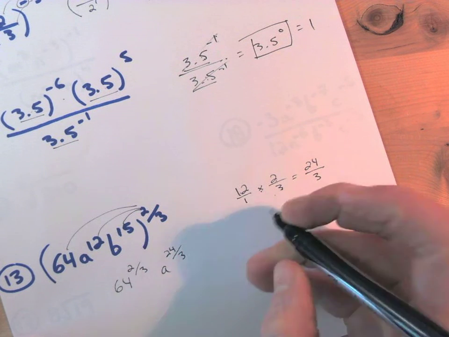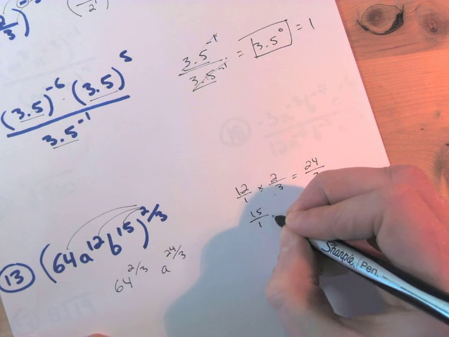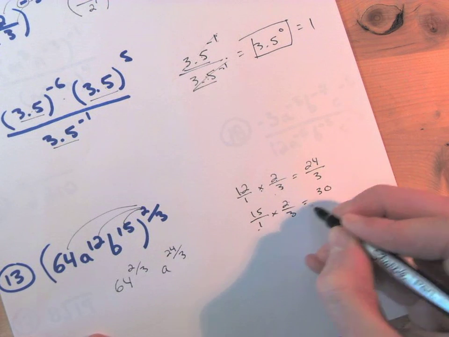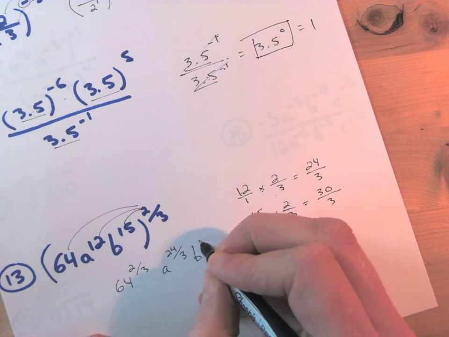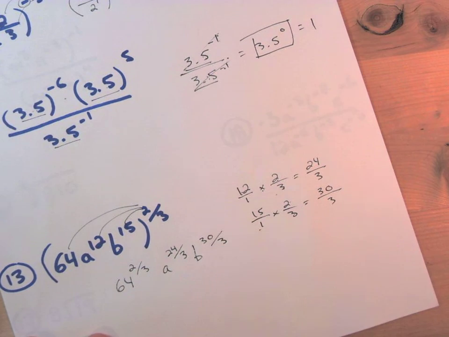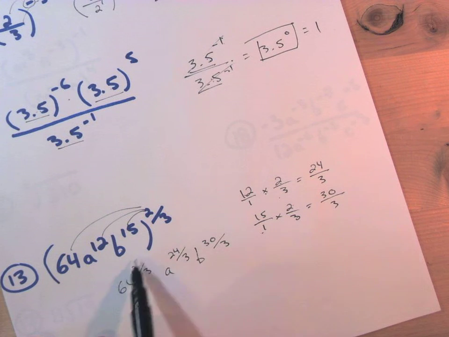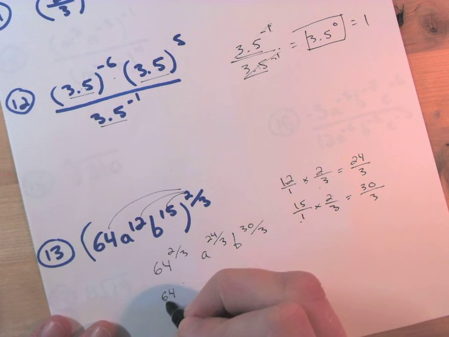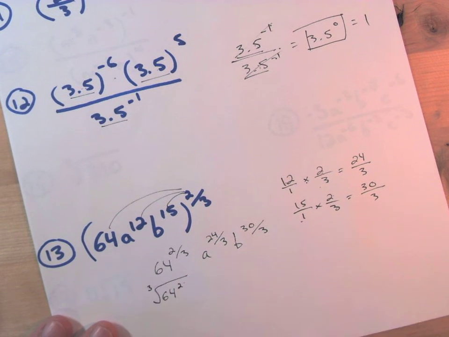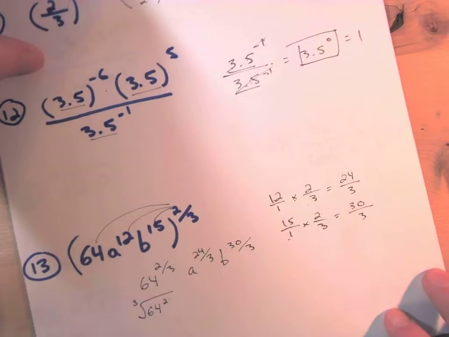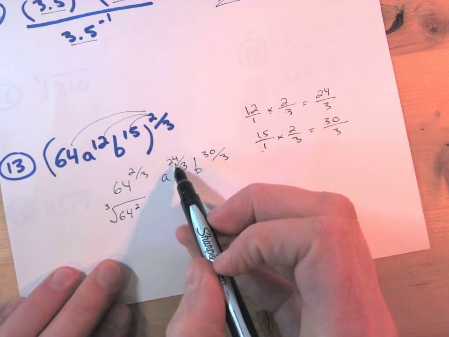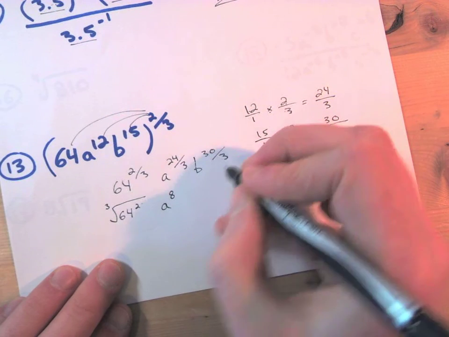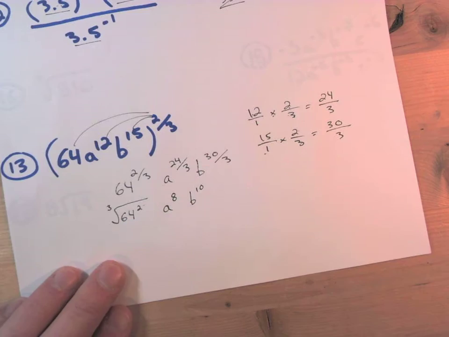Now we have to do the same thing for 15. So 15 over 1 times 2 over 3. 15 times 2 is 30. 1 times 3 is 3. Okay. So our b is 30 over 3. So now this can be simplified to this. Let's see if we can simplify it any further. Here, this is the same as the cube root squared. 24 over 3 we know can simplify to 8. And we know 30 over 3 can be simplified to 10. So now we're at that step.